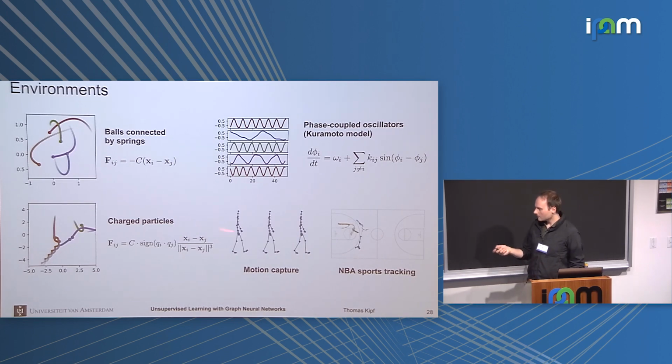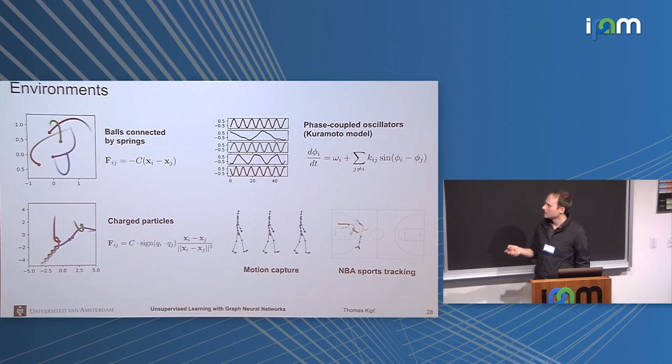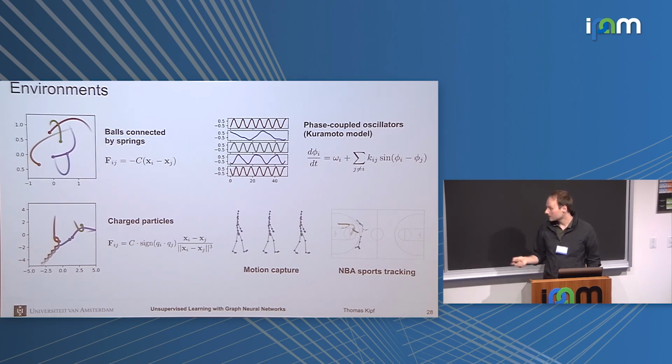Then we also use inverse square law forces with charged particle systems. These are a bit more difficult to learn for an MLP. And then we also looked at more complicated sinusoidal interactions, and we found that these are actually quite easy for the model to learn. Then we applied the same model to some real-world data, like NBA data, which we got from the Toronto Raptors, and motion capture data.